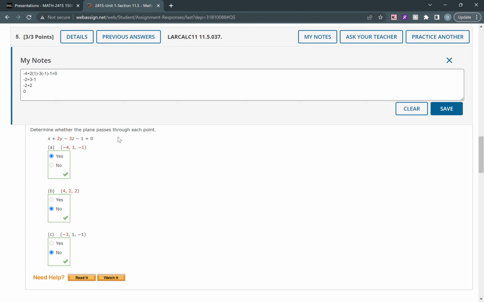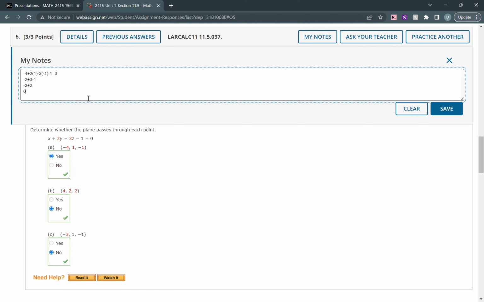So we start off right here with 2 times 1 would be 2, -4 plus 2 would be -2, of course. And then -3 times -1 would be +3, and then also the -1. So 3 minus 1 would be +2, and then -2 plus 2 would equal 0. So yes, the first one, A, does pass through the point.